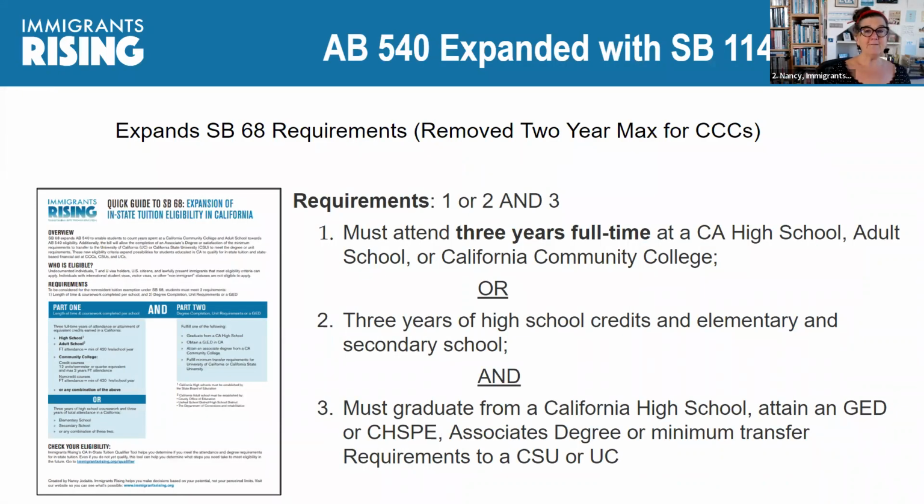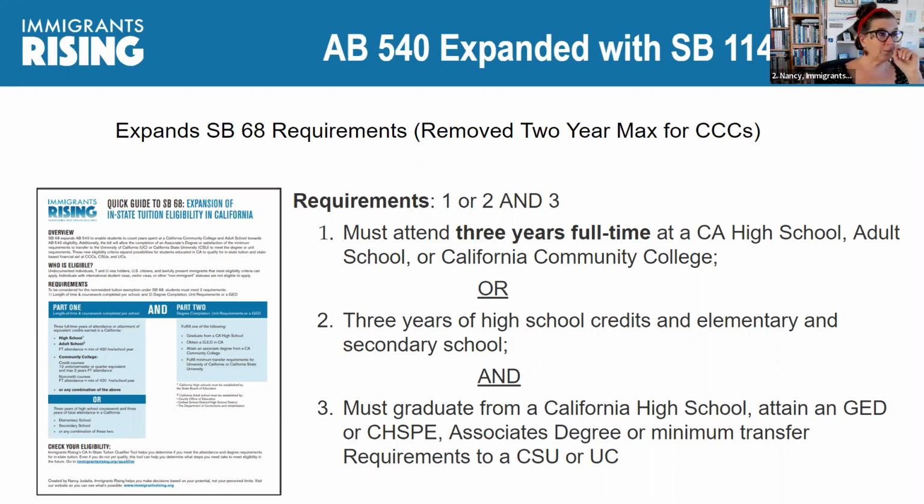AB 540 was expanded with SB 1141. SB 1141 expanded the SB 68 requirements, which removed the 2-year maximum of credits for community college courses. Just as a quick reminder, AB 540 is 3 years of full-time high school at a California high school, an adult school, or a California community college, both credit and non-credit courses. Or if students hurried up early, they could use their high school credits, 3 years of high school credits, as well as elementary and secondary school.